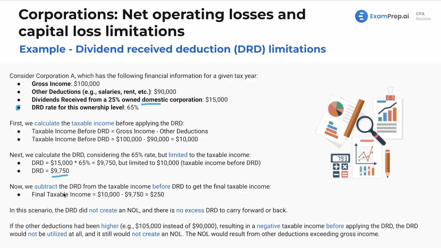So what happens? We subtract the DRD from the taxable income before the DRD to get the final taxable income. So we have $10,000 of taxable income minus $9,750 of our DRD, which gives us $250 of actual taxable income. Now, in this scenario, the DRD did not create an NOL, and there's no excess DRD to carry forward or back. If the other deductions had been higher, such as 105,000 instead of 90,000, resulting in a negative taxable income before applying the DRD, the DRD would not be utilized at all, and it would still not create an NOL. The NOL would result from other deductions exceeding gross income.